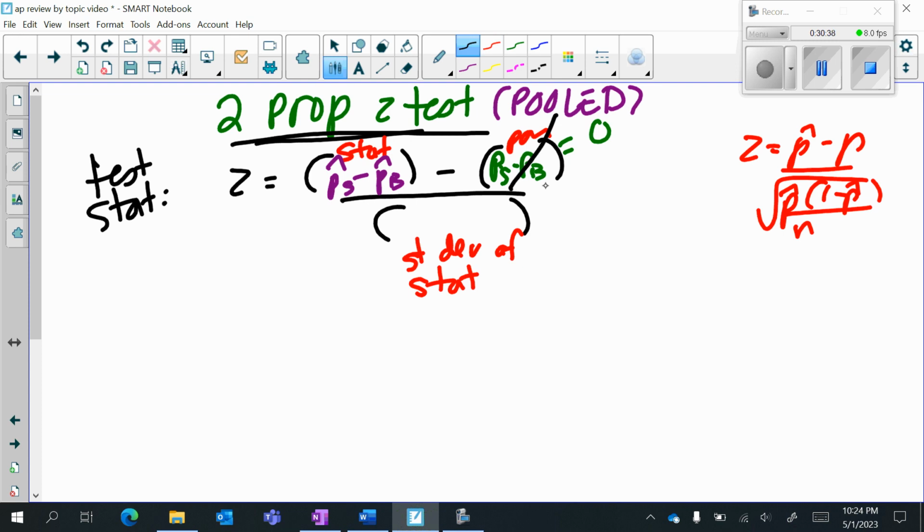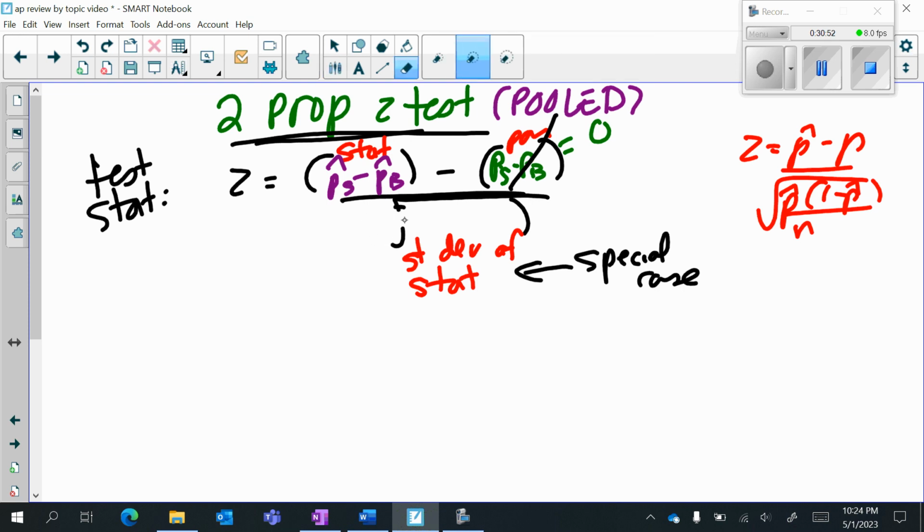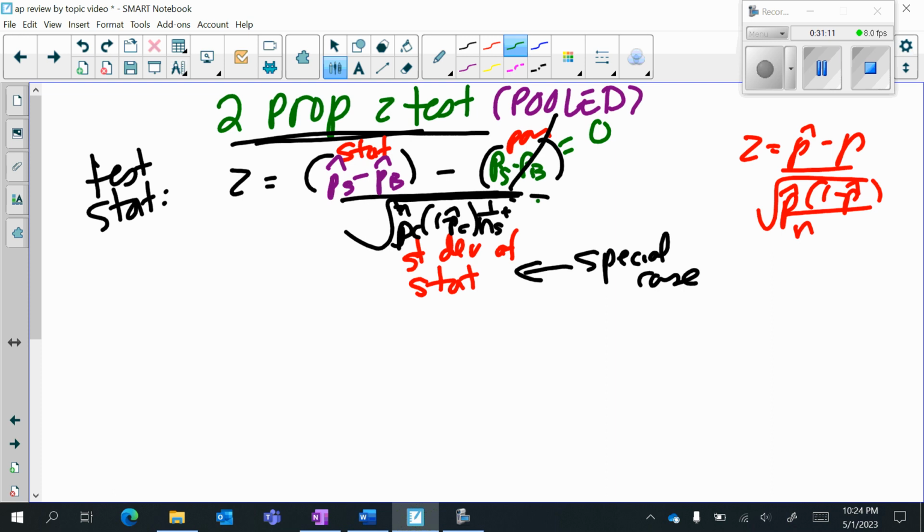And then the standard deviation of the statistic, this is going to be the formula for the special case for the full p hat. So this is the one where you have to go to a different formula than the confidence interval. That's going to be p hat c, 1 minus p hat c, times 1 over n1, or 1 over n_s, plus 1 over n2. And then we would just plug in, get our z-score, get our p-value, and decide if we're going to reject the null or not, okay? So basically that's the setup.